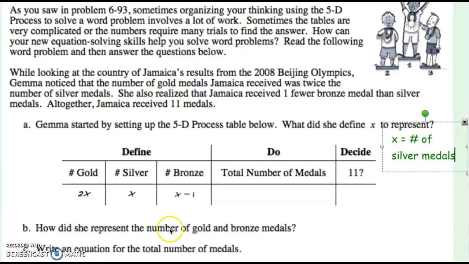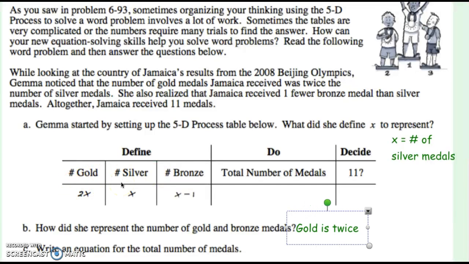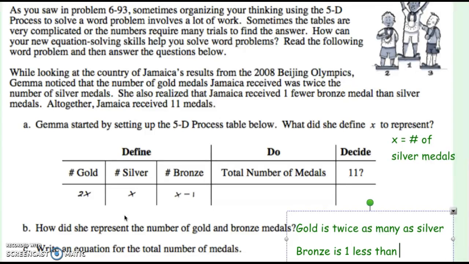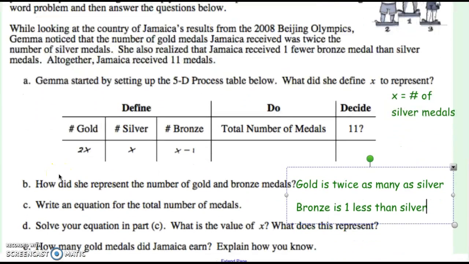B. How did she represent the number of gold and bronze medals? So if I look at gold medals, gold is twice as many as silver because it's 2 x's, and then bronze is 1 less than silver, which is x minus 1.